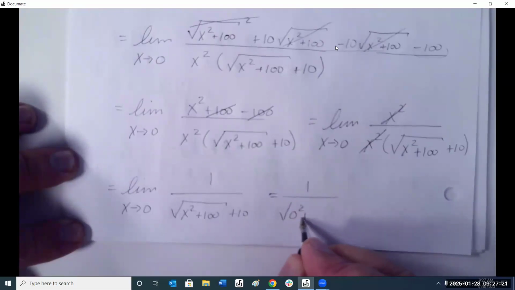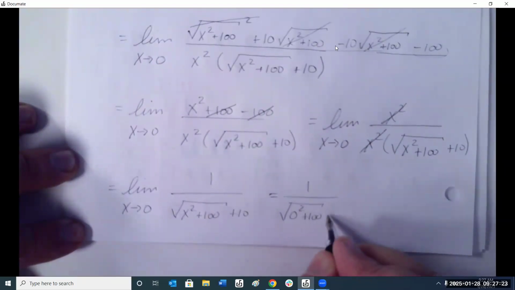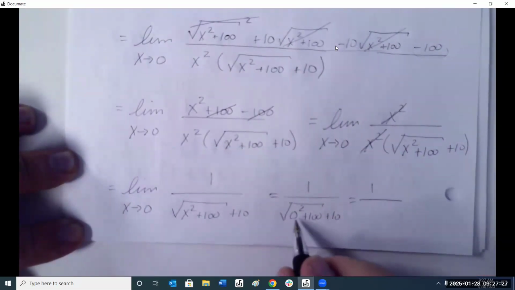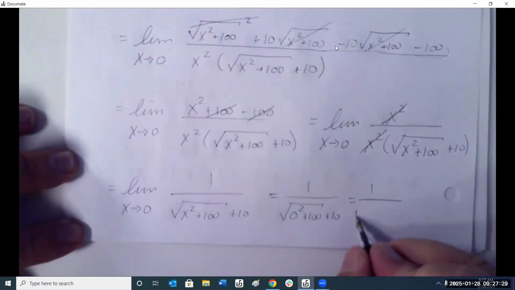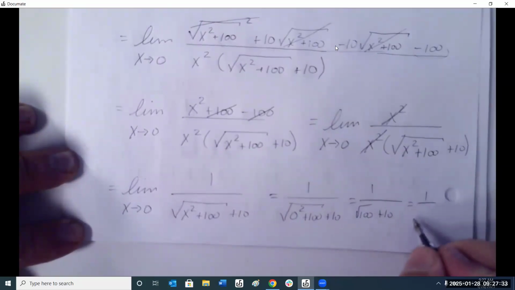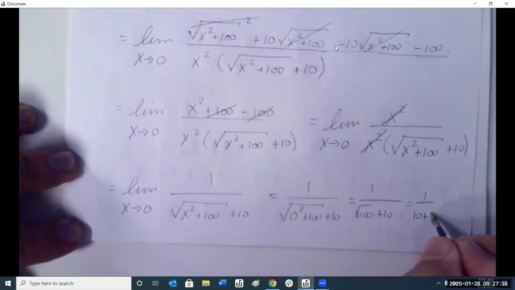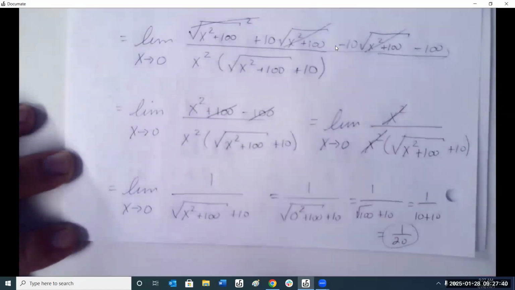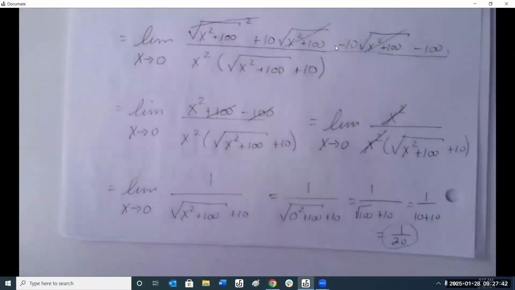0 squared plus 100. Zero squared is 0, plus 100, so the square root of 100 plus 10. Square root of 100 is 10. 10 plus 10 is 20, so the answer is 1 over 20. All algebra.